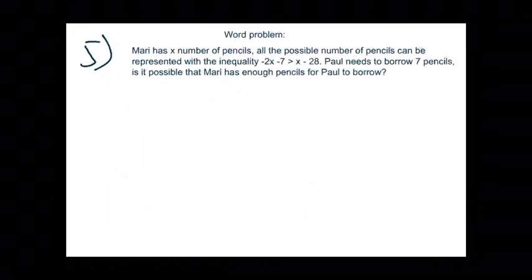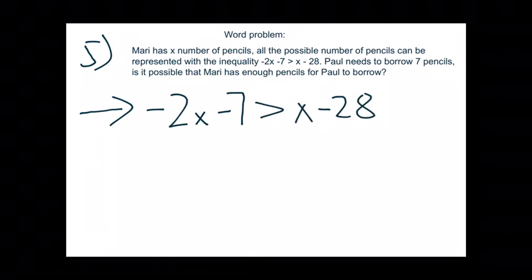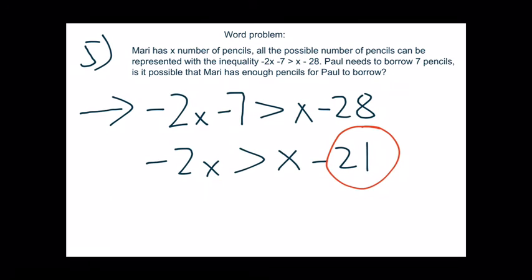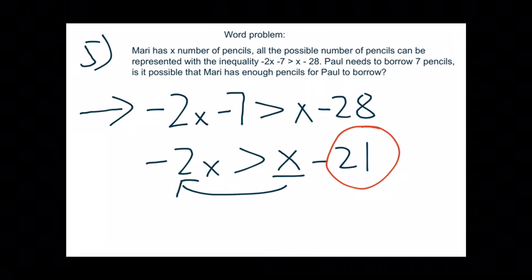Alright, now, first we are going to copy down the inequality, so it's clear. Okay, first what we're going to do is add 7 on both sides. So what ends up happening is -2x is larger than x minus 21. Alright, so now we see that we have our number right here, so we want to move this x over there. So we are going to subtract x on both sides, which gives us -3x is larger than -21.